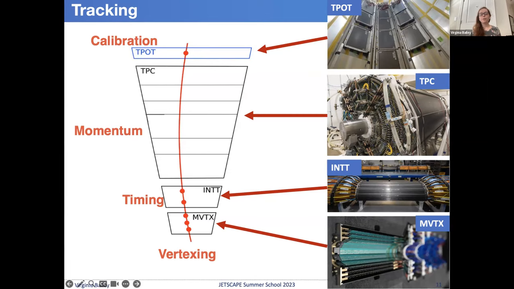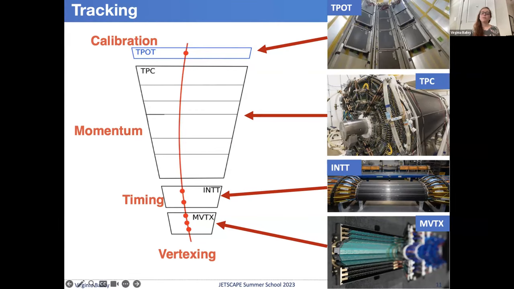Then outside of that, we have the largest part of the tracking system, which is the time projection chamber. This is a chamber filled with gas. The charged particles are going to ionize that as they pass through, and as they bend within the magnetic field, you can then measure the momentum of the track. So this is really the big momentum measurement for our tracking.